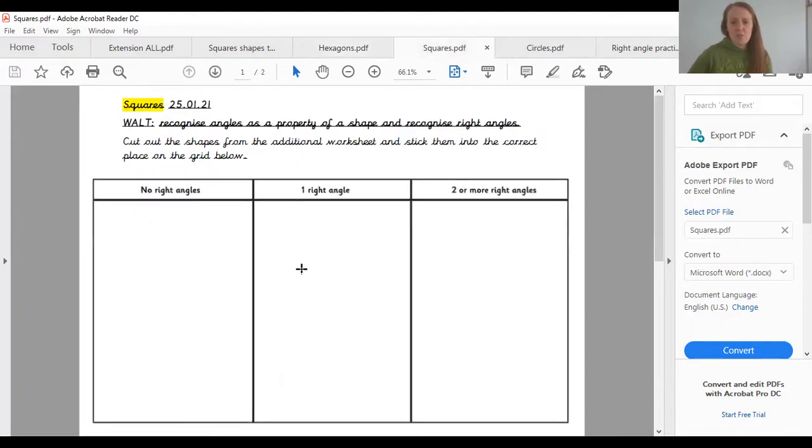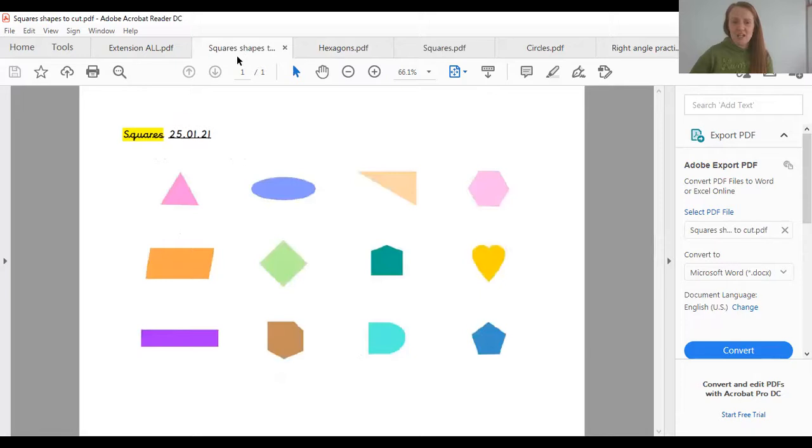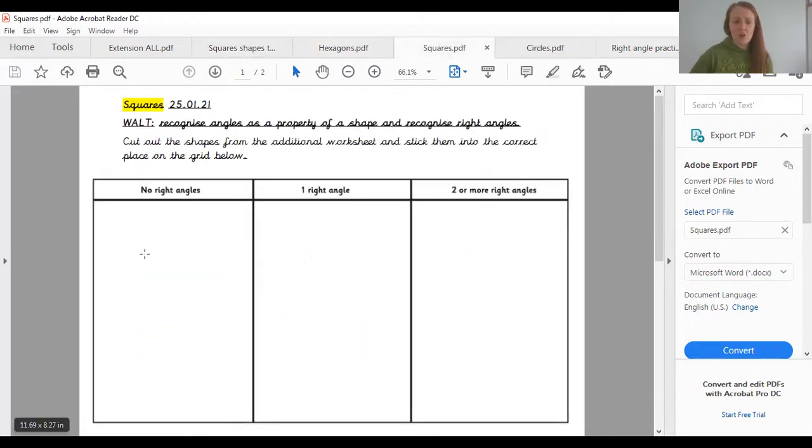Squares, you've got 2 pieces of paper today that you're going to need. It's got squares at the top, the date and the WALT again. You've got this little grid that's empty. So you've got no right angles, 1 right angle, 2 or more right angles. And then on your other sheet, you've got these shapes, and these shapes will need to be cut out and stuck under the correct heading here. If it's got no right angles, 1 right angle, or 2 or more right angles. So that's what you are going to do for your task, squares.